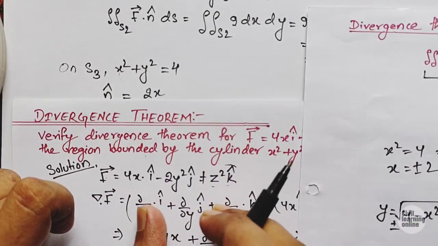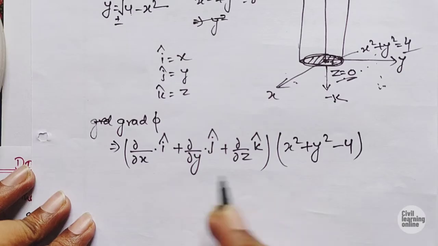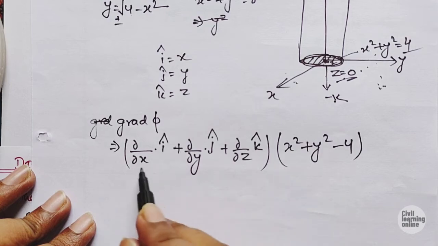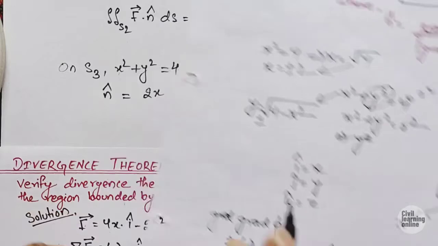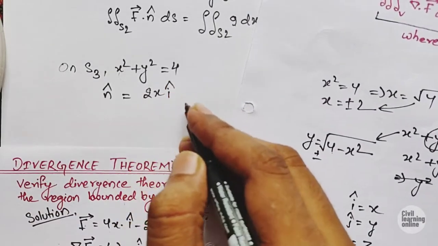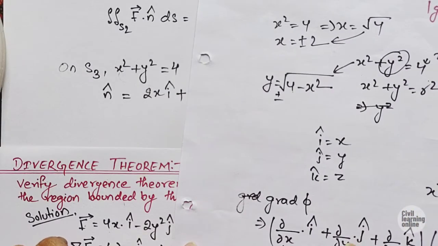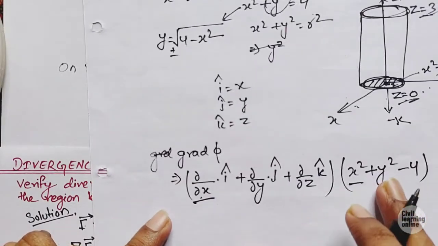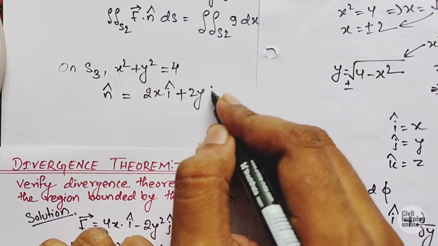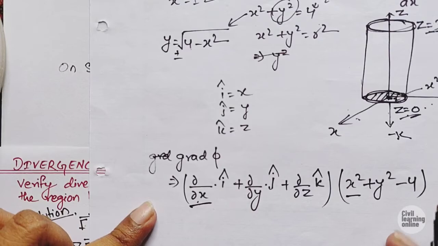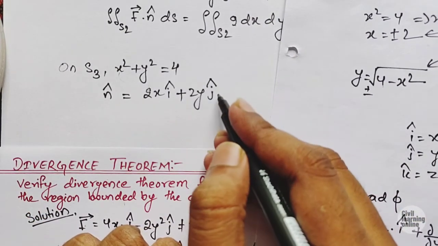Let me rewrite the equation here so it is easier. The derivative of x square with respect to x is 2x, times i cap, plus the derivative of y square with respect to y, which is 2y, multiplied by j cap. Similarly, the derivative of minus 4 with respect to z gives 0.